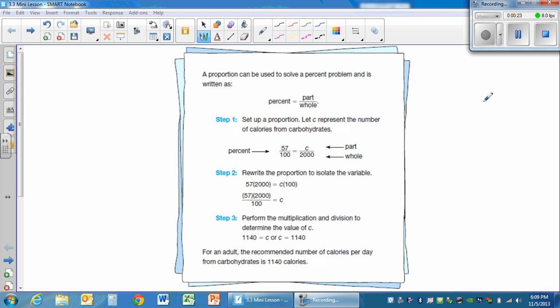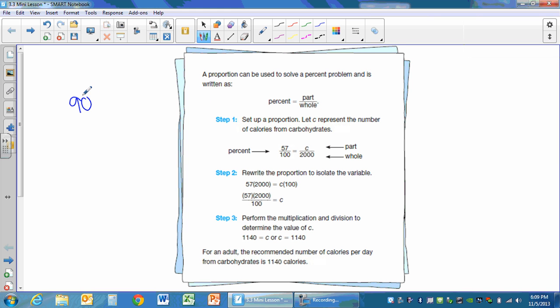A proportion can be used to solve a percent problem and is written as a percent equals a part over a whole. This is just like when we find our percent on a quiz or a test grade. If you got 90 questions correct out of a total of 100, this is the part correct, and this is the whole, or the total amount of questions. You just divide the two and out will pop your 0.9, and then to change it to a percent, it's 90%.